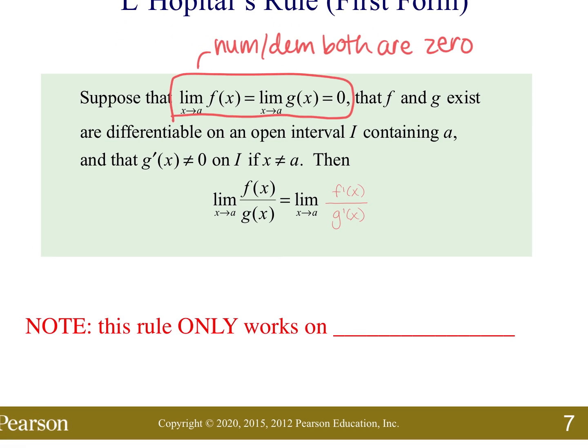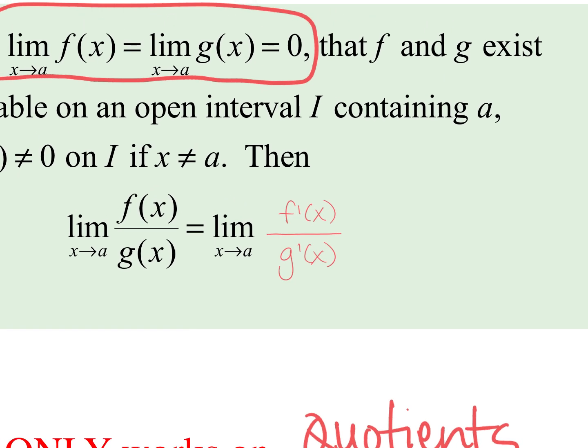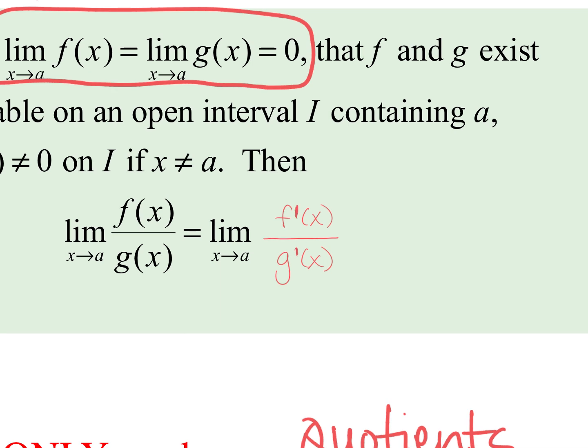This only works on quotients. It doesn't work on products. It doesn't work on subtraction or addition. It only works on a quotient that is in indeterminate form. He further was able to develop that if it's infinity over infinity, you can replace the numerator and denominator with the derivatives and then proceed. Okay, so these are equal in value.